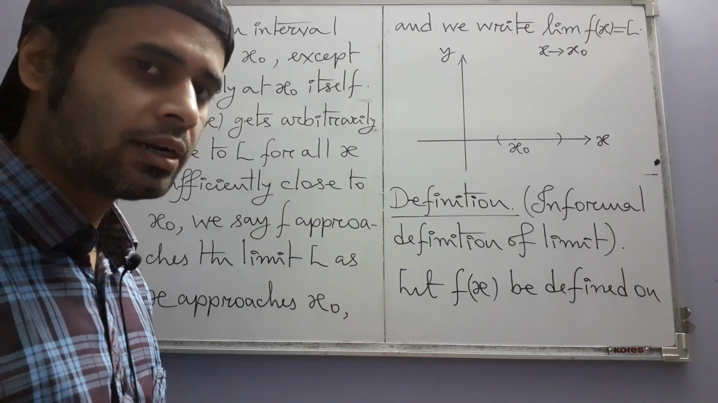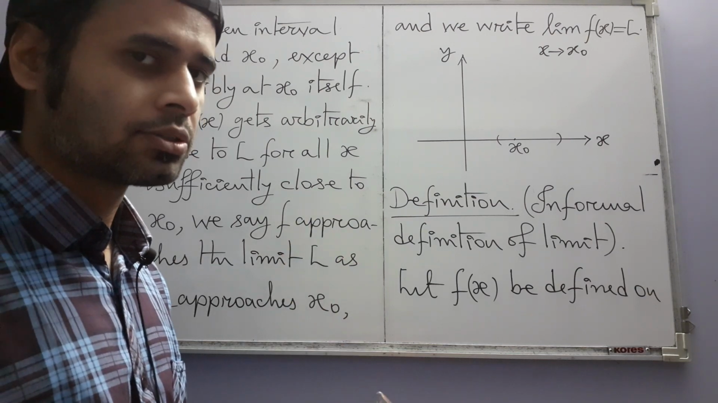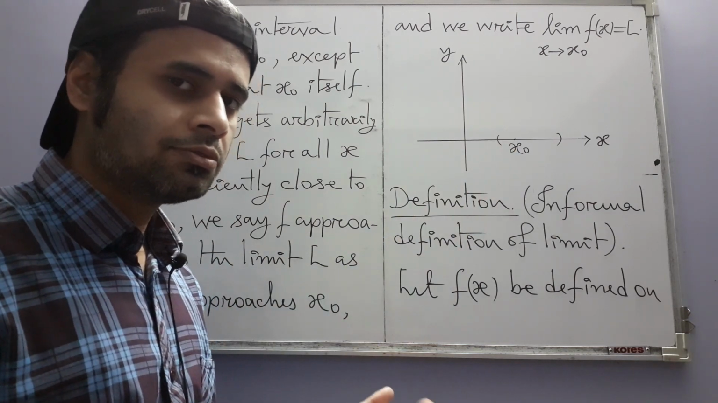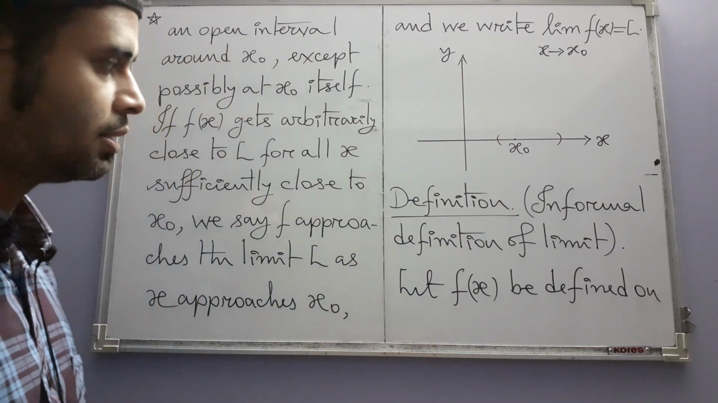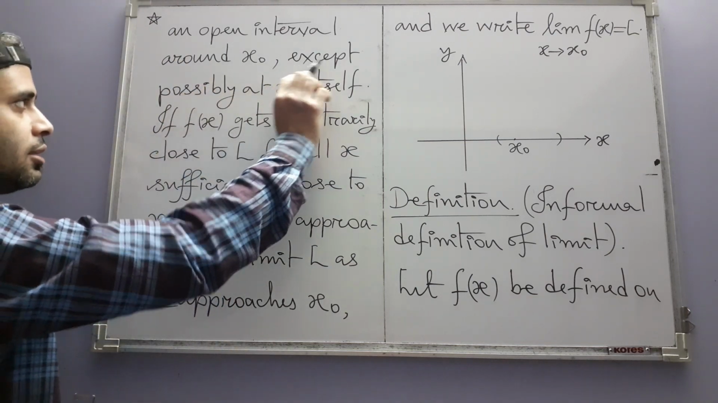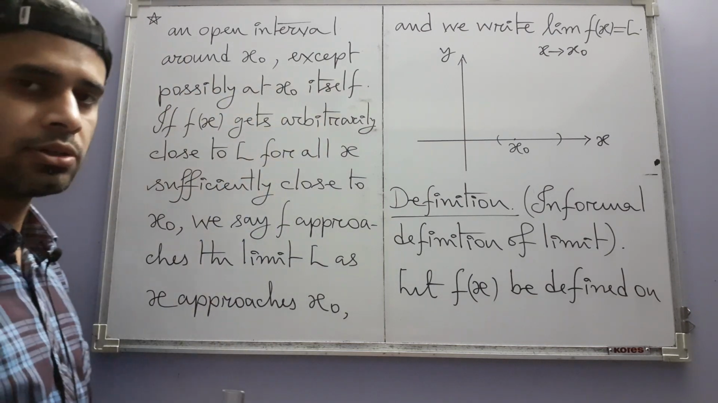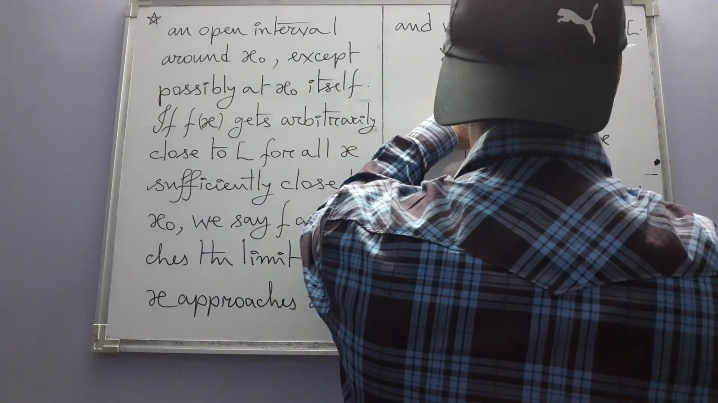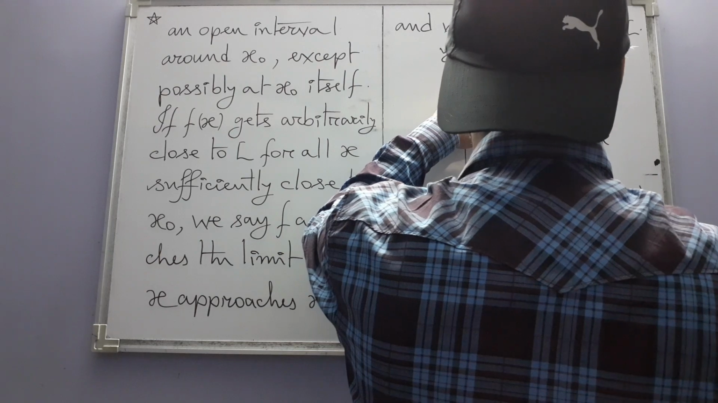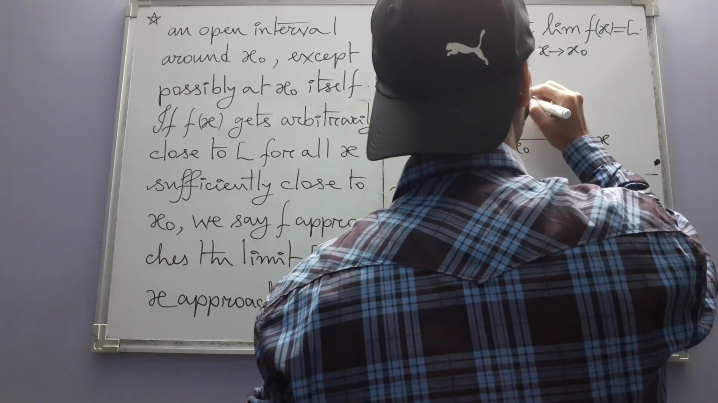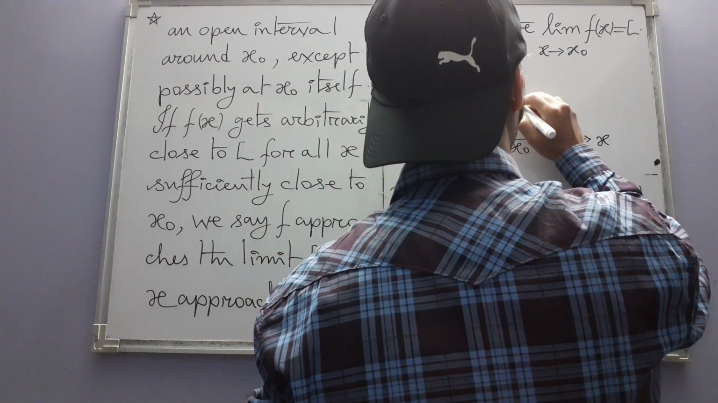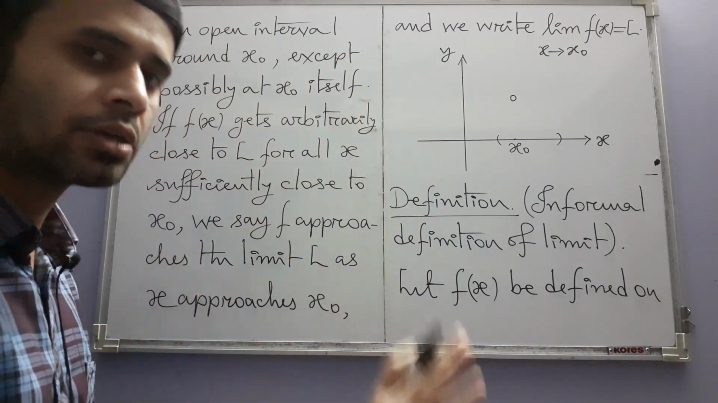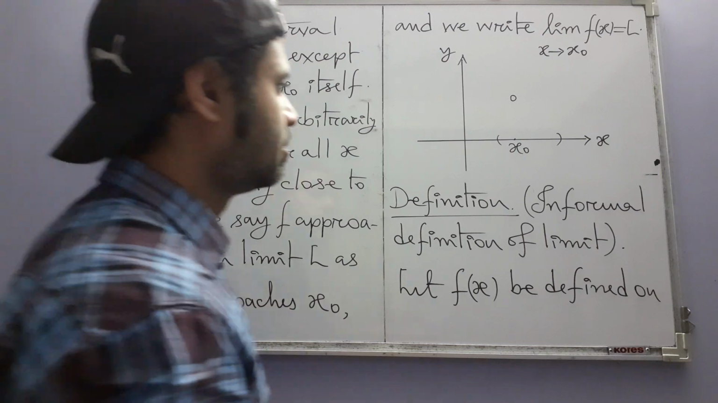It may be defined at x naught, it may not be defined at x naught. Correspondingly, x naught may be a point in the domain of f, it may not be a point in the domain of f. That's why the authors are writing except possibly at x naught itself. Now if one tries to draw the graph of the function, and say the situation is like what we had in the previous example, say x naught is not a point in the domain, f is not defined.